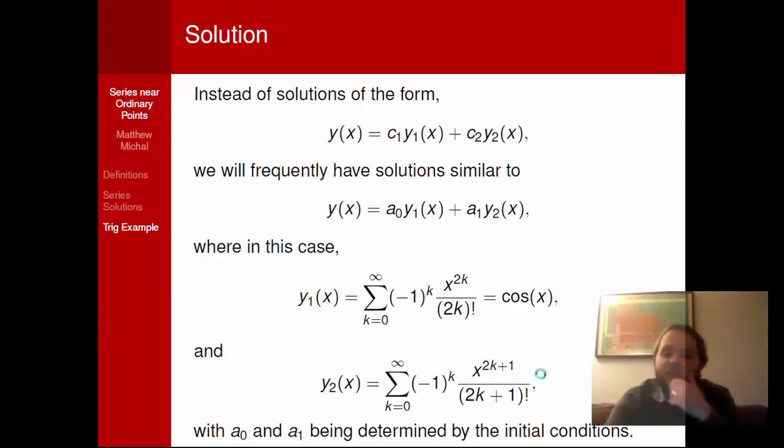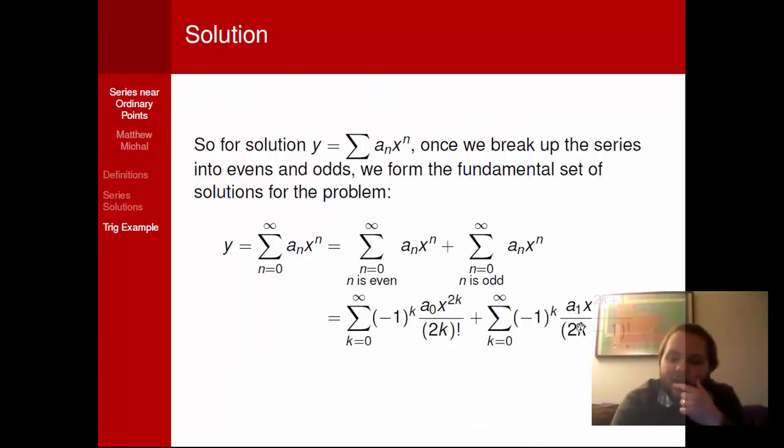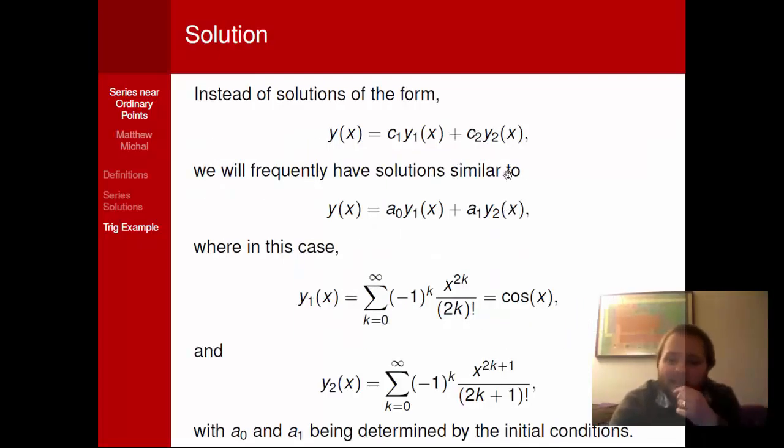And notice that when I factor an a0 and an a1 out of these two terms, because they're constants, I get the same sort of form that I did before. I still have a constant times a function. In this case, my function is cosine. In this case, it's sine. But still, a0 and a1 will be determined by initial conditions, and also maybe due to forcing terms on the right-hand side. Keep that in mind.